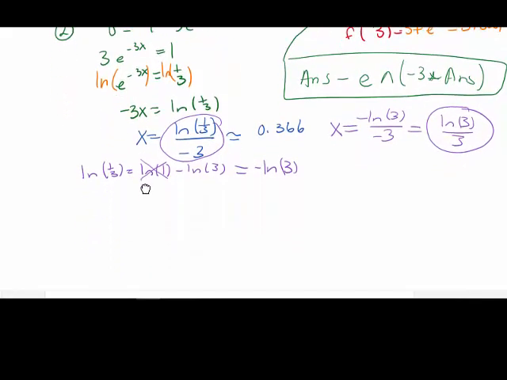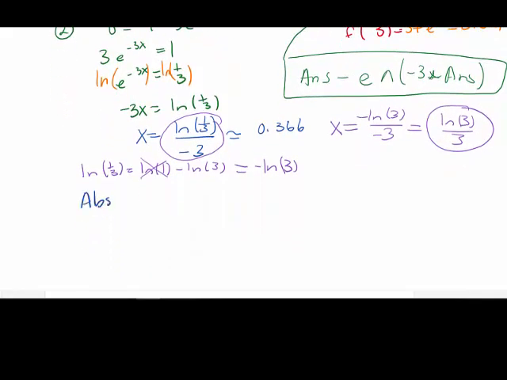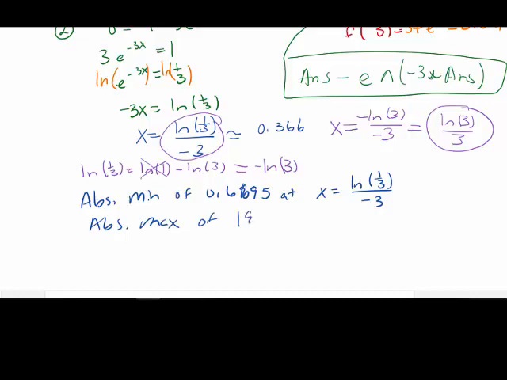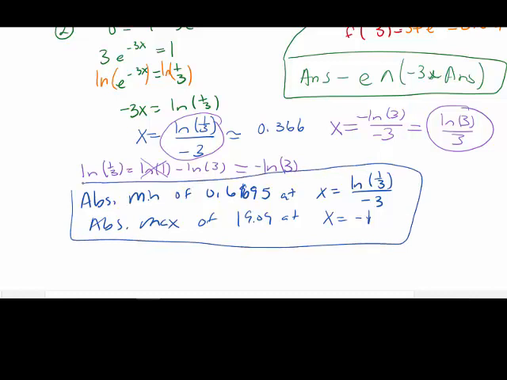So my answer for this problem would be, I have an absolute minimum of 0.6695 at x equals natural log of 1/3 over negative 3, and we have an absolute max of 19.09 at x equals negative 1. Again, you can check yourself in your calculator. Remember, it's going to give you approximations usually with those pieces. And always, if you're not sure, ask me what you want me to round to as well.